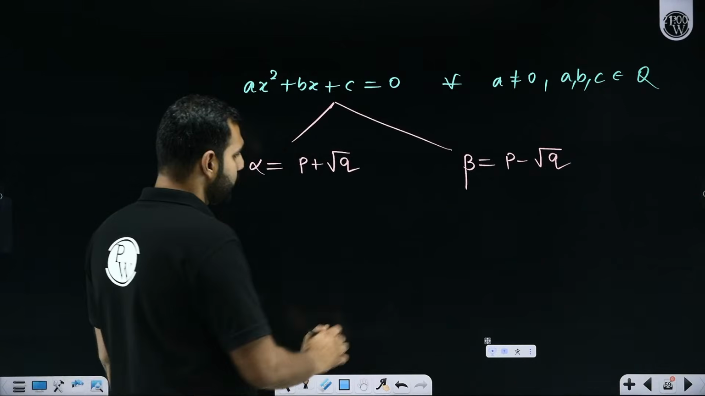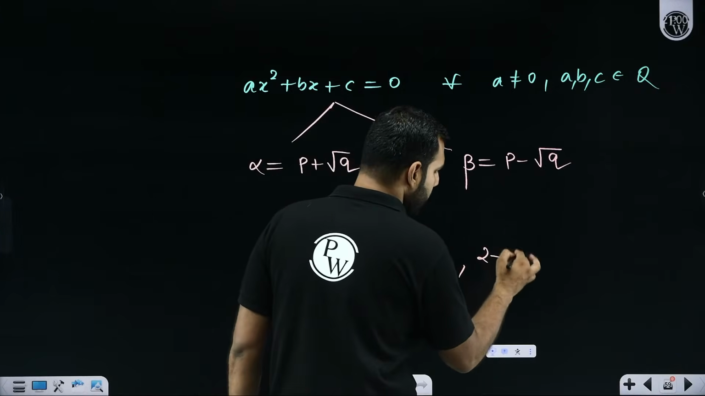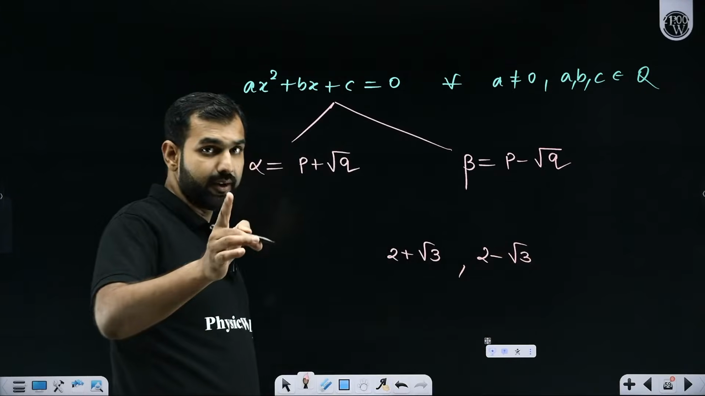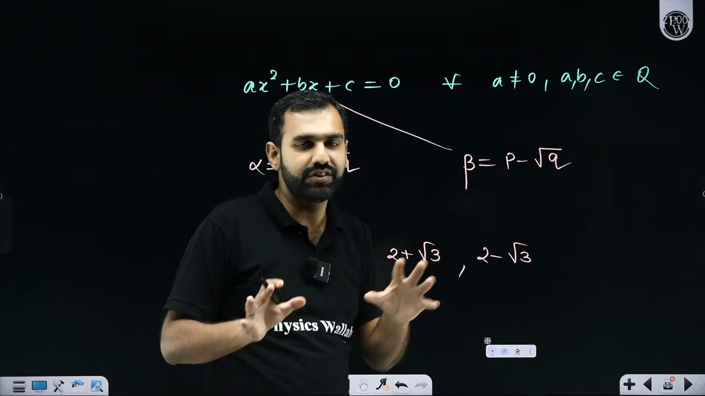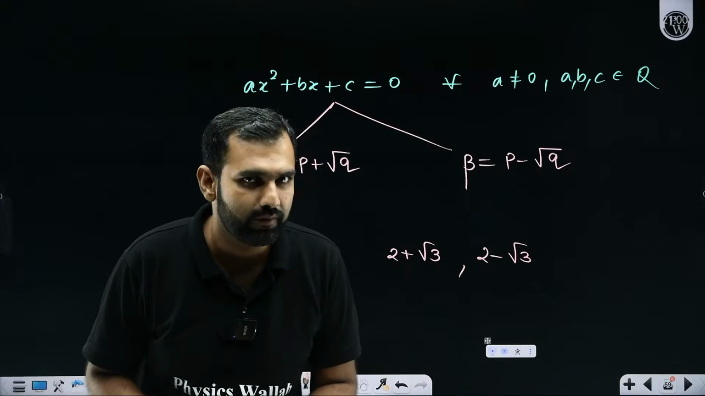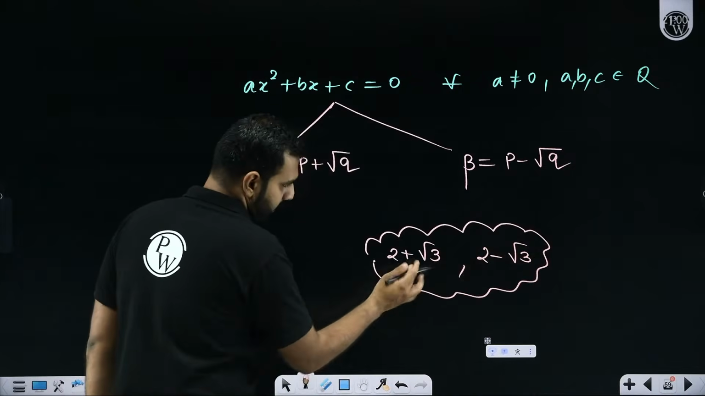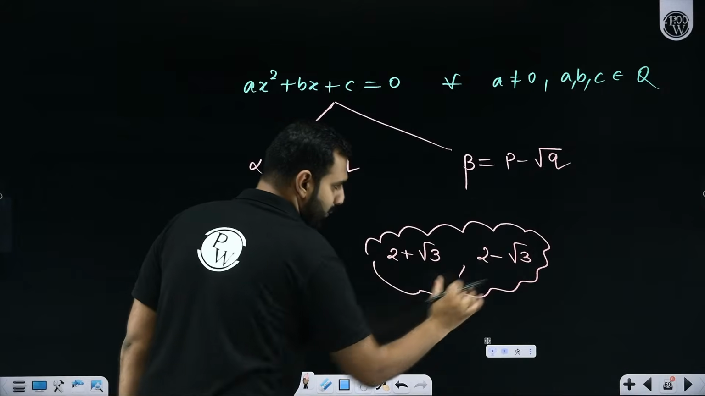Let's say some day you see a quadratic which has one of the roots as 2 plus root 3. You can say that the other root will be 2 minus root 3, given a, b, c, the coefficients and the constant term, are rational. Getting my point, everyone? So that's a very crucial property. They are pairwise conjugate, 2 plus root 3, 2 minus root 3.